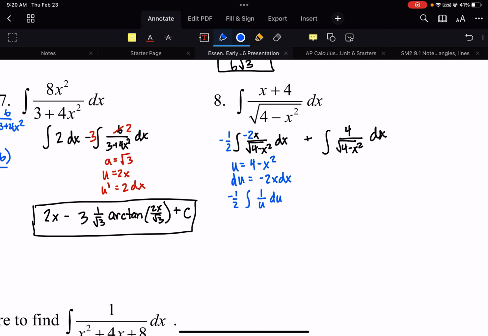u, 1 over square root of u. Sorry, guys. I'm going to go ahead and rewrite that as u to the negative 1/2. And now I'm ready to integrate. So it'd be u to the 3/2 divided by 3/2. I'll go make that look a little bit better. I'd end up with negative 1/3 u to the 3/2.